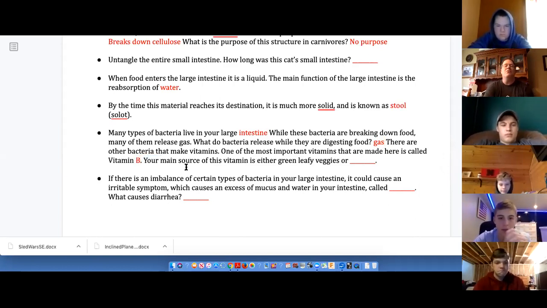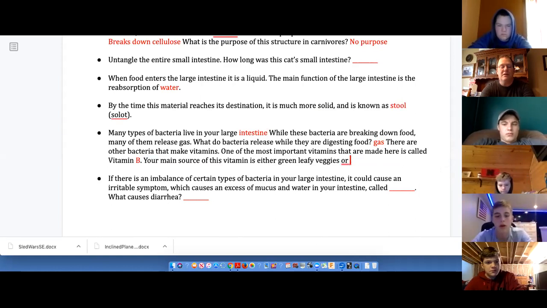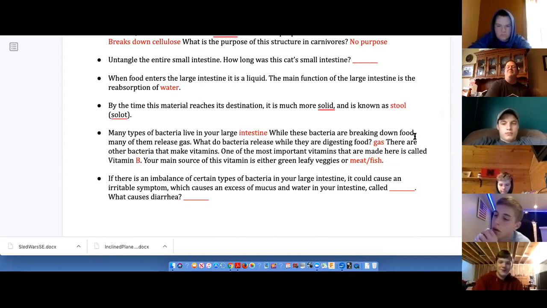Okay, your main source of this vitamin is either green leafy vegetables or what? Meat and fish. Makes me hungry. I want some meat fish.